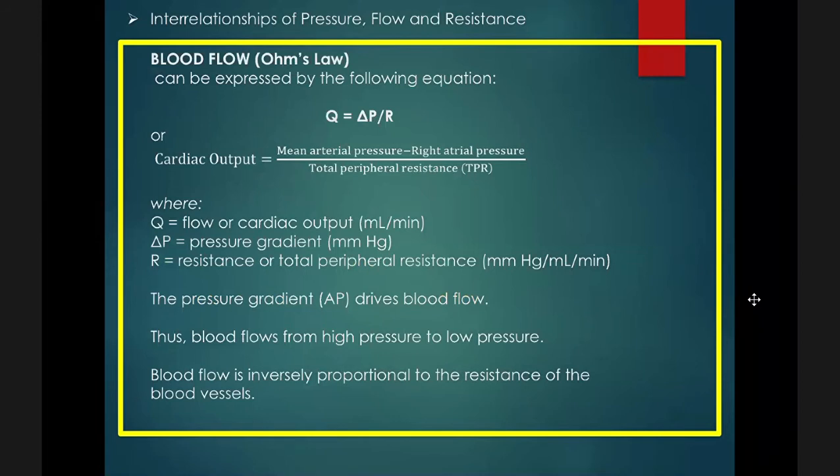And this is the reason why you get edema. If the right atrial pressure rises to, let's say, 8 to 10 millimeters of mercury, you will get edema because you have decreased the pressure difference. And blood flow is inversely proportional to the resistance of the blood vessels. If you vasoconstrict all the arterioles, the blood flow into that tissue will decrease. Sometimes there is even no blood flow to that tissue.